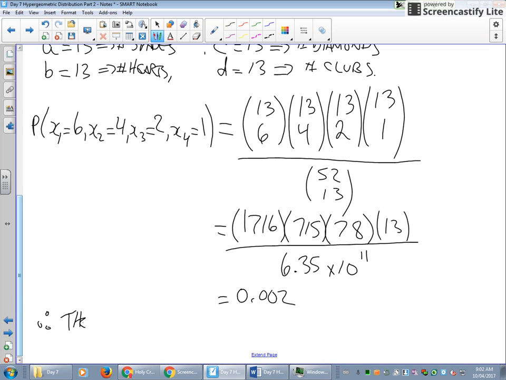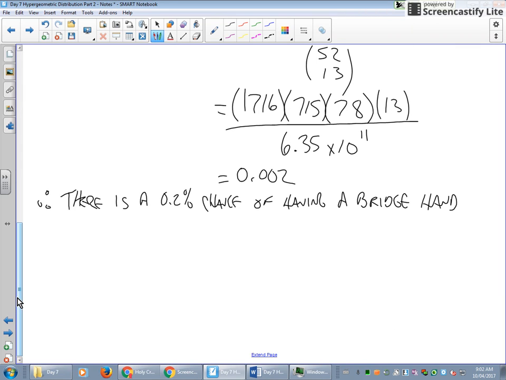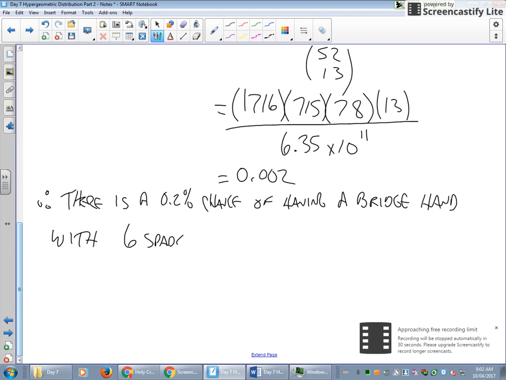Therefore, there is a 0.2% chance of having a bridge hand with, what was it, 6 spades, 4 hearts, 2 diamonds, and 1 club.